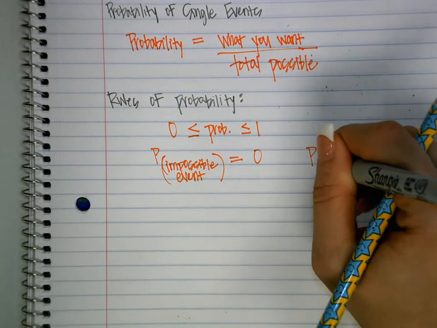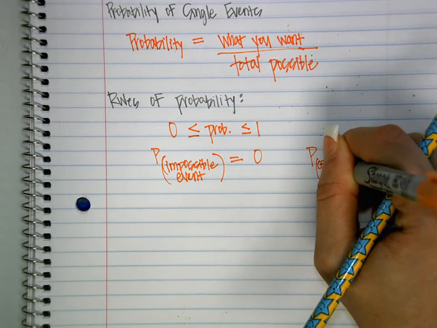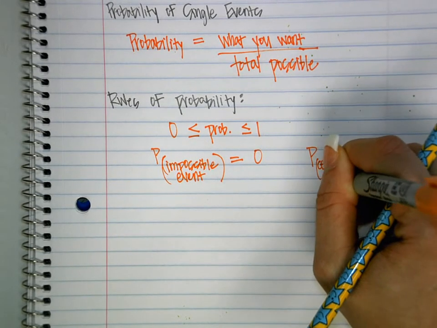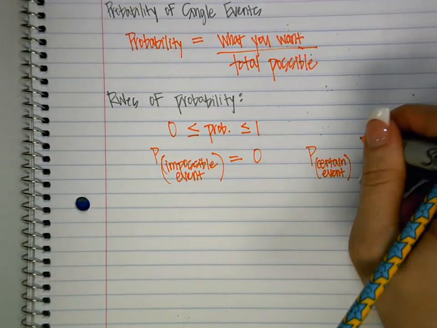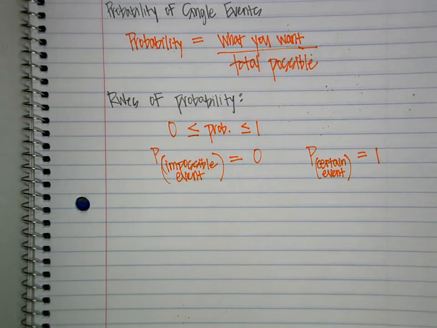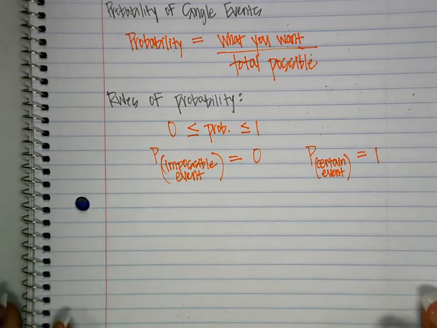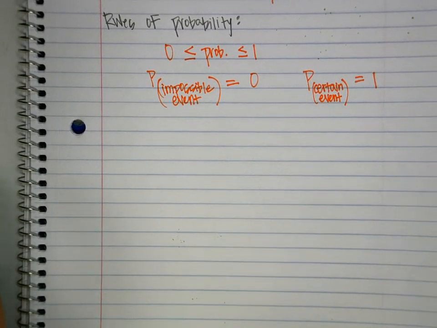The probability of what we call a certain event, so the probability that something is definitely going to happen, is what? 1. Exactly. Generally, your probability is going to be in between those, so it's going to be a fraction usually. Technically, we could write those as a decimal or as a percent, but usually we're going to end up writing things as fractions. So those are your main rules of probability.